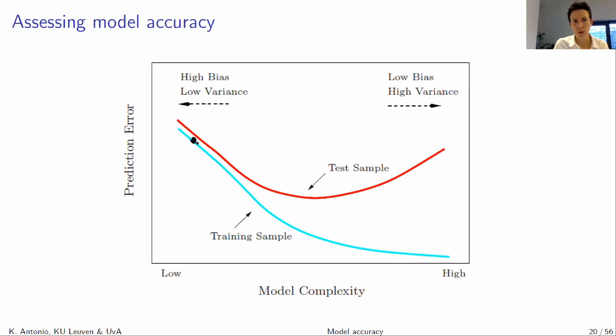But what you will see happening then is that if you use the same model to predict new data, test data, then you will recognize this famous U shape in the prediction error evaluated on the test sample. From a given inflection point on, the error evaluated on the test data will start increasing again.